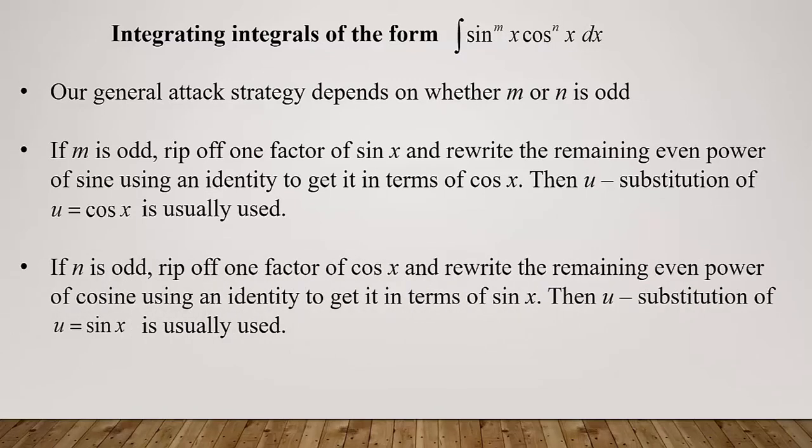On the other hand, if n is odd, so the exponent for cosine is odd, I will rip off one factor of cosine, rewrite the remaining even power of cosine using an identity to get it in terms of sine. And then a u substitution of u equals sine x is usually used. So these are the general guidelines. It's a general attack strategy. Let's look at an example.